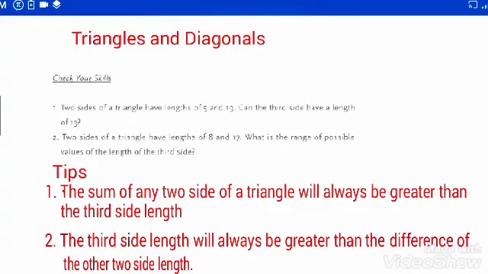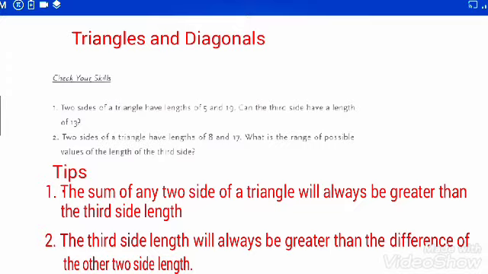Alright, for some time now I've been making videos on permutations and combinations. Although I'm not finished with the topic, today I thought I should pick a different topic so it wouldn't look like permutations and combinations are the only topics in quant. So today we'll be going over triangles and diagonals.